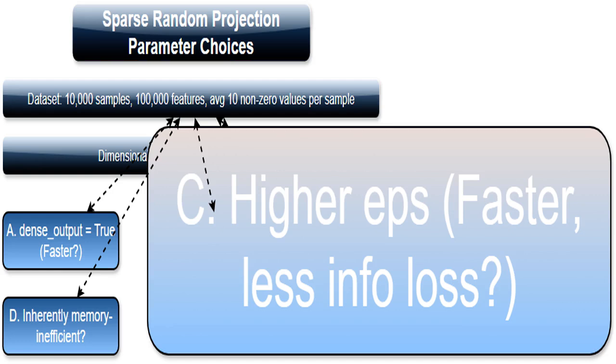The EPS parameter here controls the density of the random projection matrix. A higher value creates a sparser matrix. This leads to faster computation but may sacrifice some information accuracy. It's a trade-off between speed and accuracy.